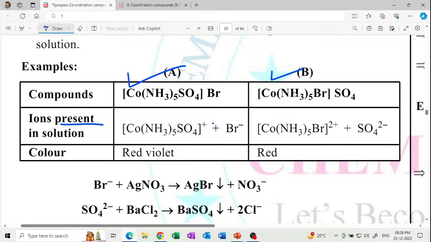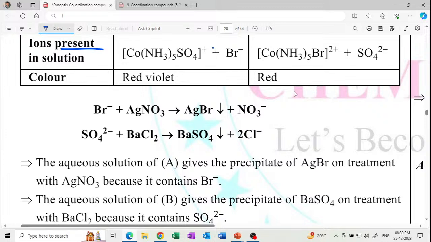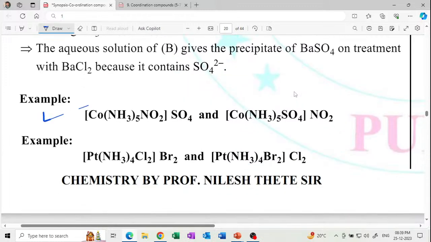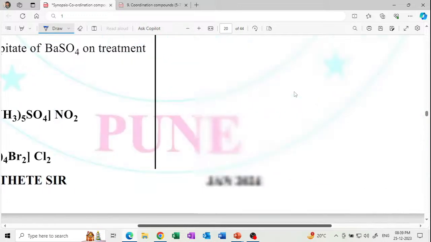This is plus minus 2 plus sulfate 2 minus. Get it? So it forms. The test is with barium chloride, giving barium sulfate, and silver nitrate, giving AgBr with bromine, in this way. Get it? So it forms the ions. Another examples. Note these examples down. These are IMP examples. These are examples of ionization. Get it?